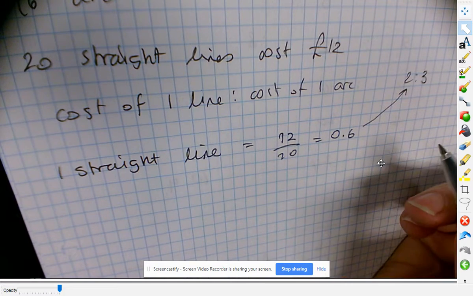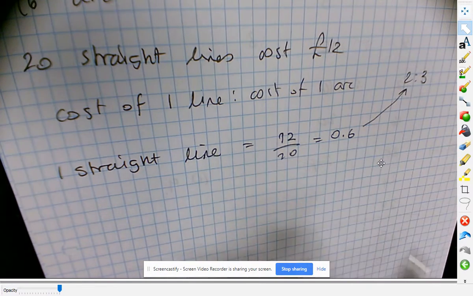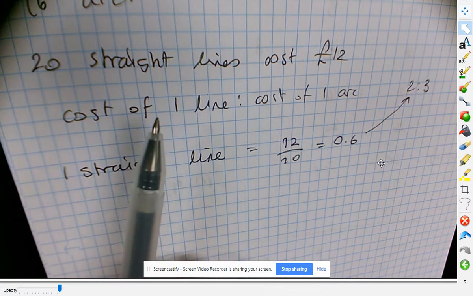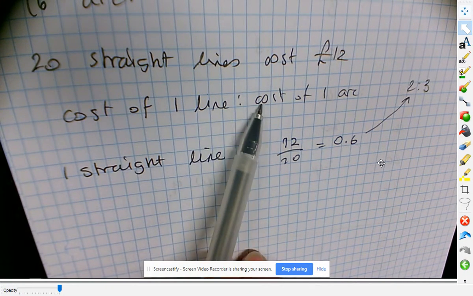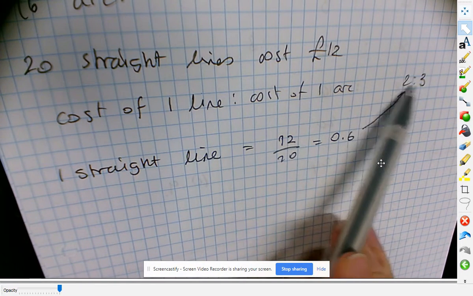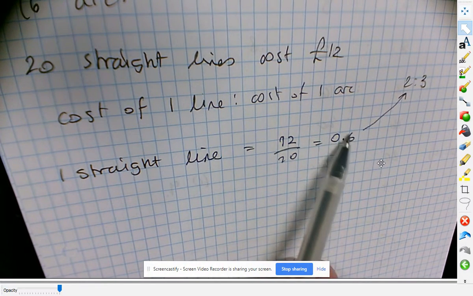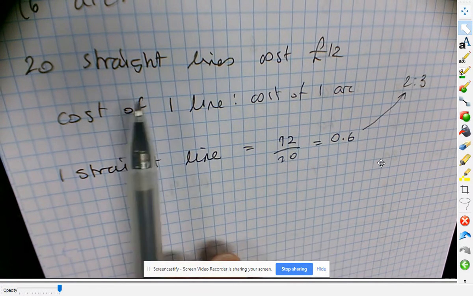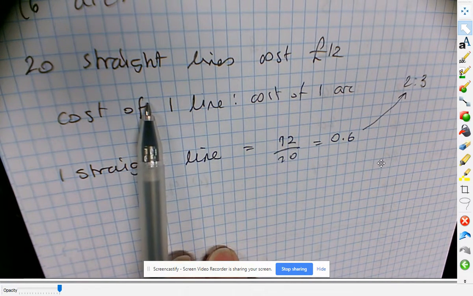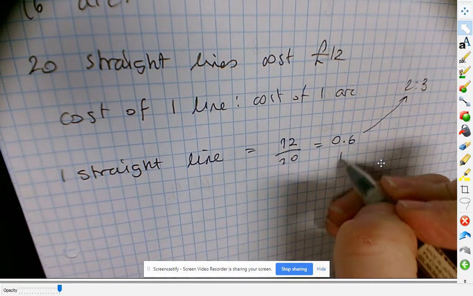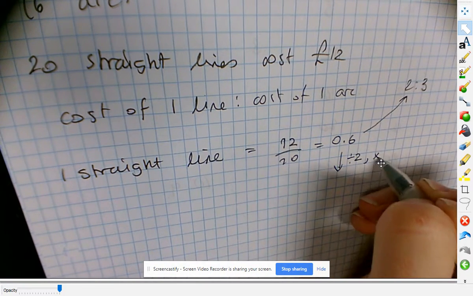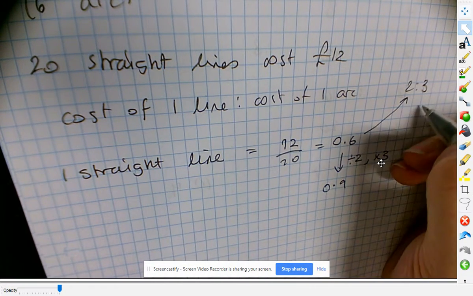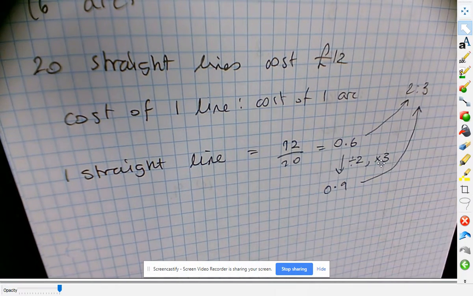Wait, 60p is worth 2. In this, no. 60p is the cost of one straight line. The question tells me the cost of one straight line to the cost of one arc is in the ratio 2 to 3. So this 0.6 is this part of the ratio. This part of the ratio is telling me the cost of one line. So I can divide by 2 times by 3, which gets me 0.9. That must be the cost of one arc.